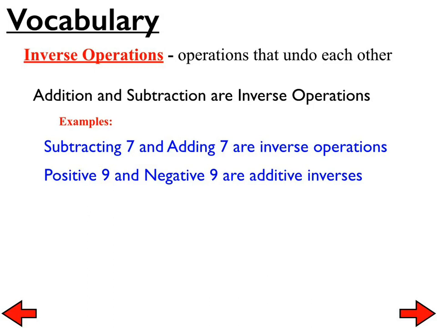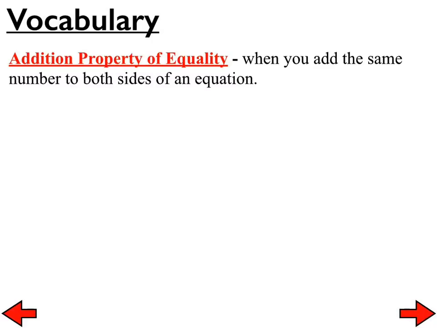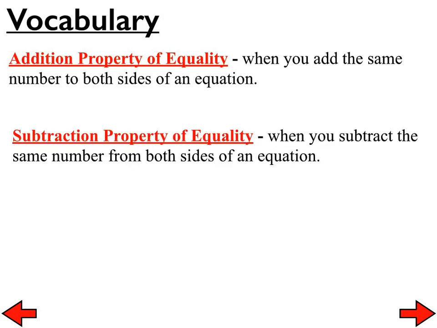And so the two properties that we're going to use today are this. Addition property of equality. This is when you add the same number to both sides of an equation. And if you add a number to one side, the addition property of equality says you also have to add it to the other side. And then we have the subtraction property of equality. This is whenever you subtract one number on one side, you also have to do the same thing on the other side.